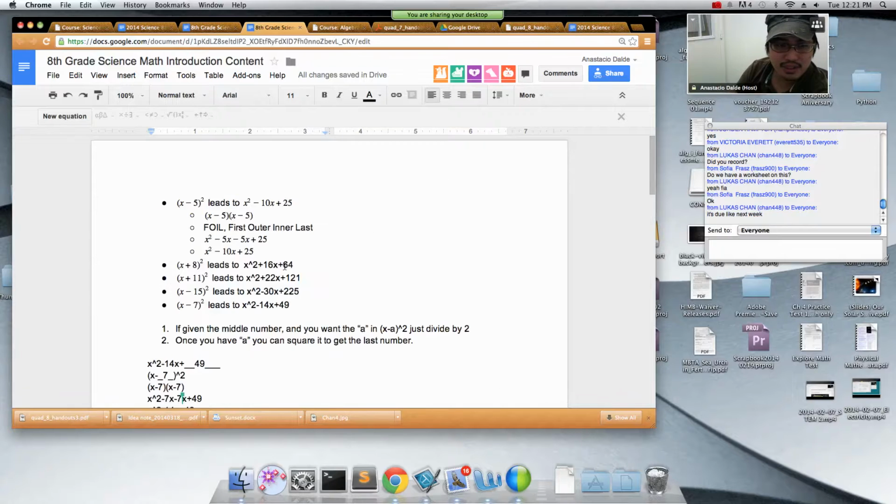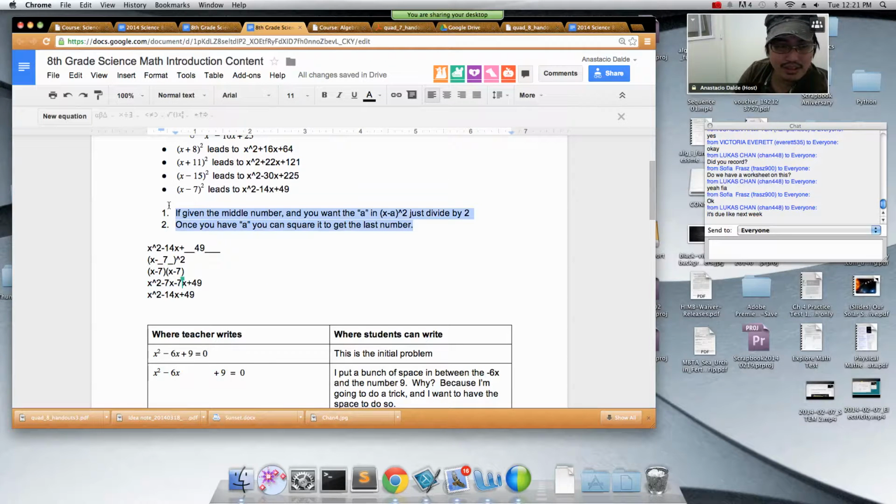Well, if you look up here, this is why we do it. Because when we're given something like this, we want to turn it into something like this and this. And in order to do that, if we only have this number, the -30, we take that -30, divide it by 2, then square it, and booyah, we are done, my friends.